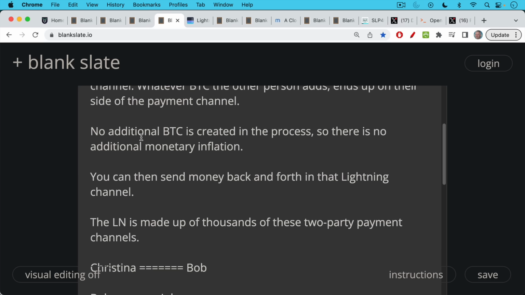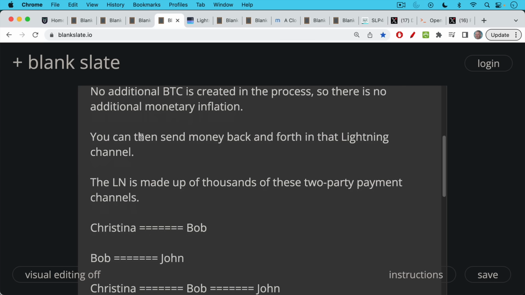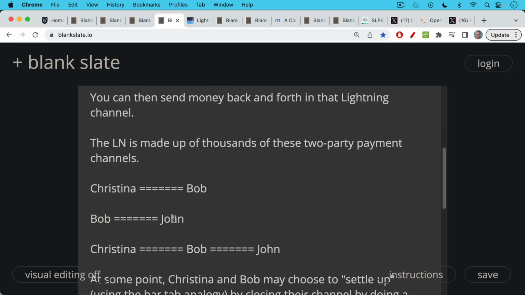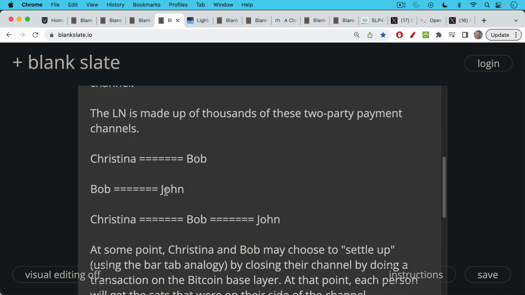In fact, the Lightning Network is made up of thousands and thousands of these two-party payment channels. So you might have a payment channel, as we saw, between Christina and Bob, and then Bob might have a payment channel with John. And so if Christina wants to send some Satoshis to John, she can send it through Bob across her channel, and then Bob will send it over to John.